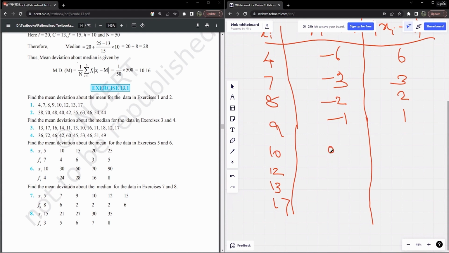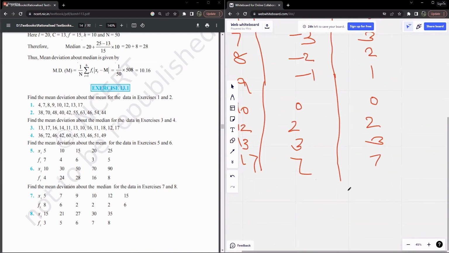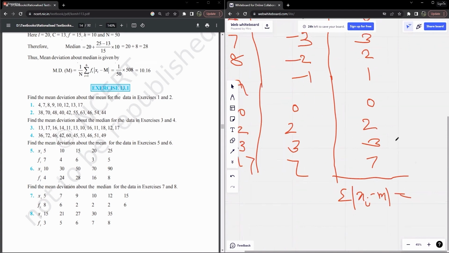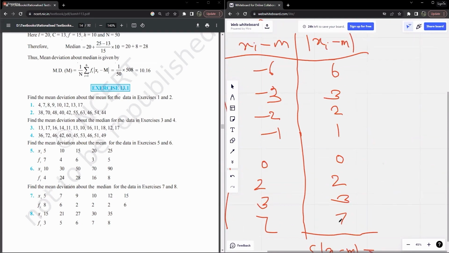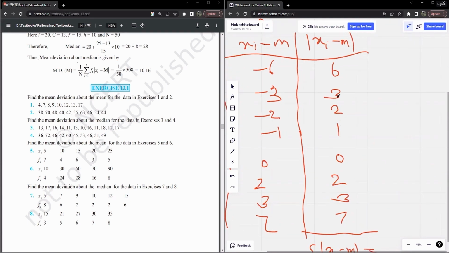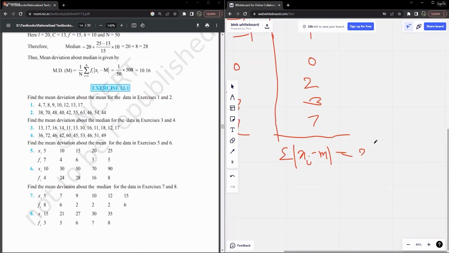Then since the mean is 10, this is going to be a 0. Here it's going to be a 0. 12 is going to give a 2 over here. 13 is going to give a 3. 17 is going to give us 7. Summing all this, the sum of mod xi minus m is going to be equal to, this is 2, 3, 7, that is 12. Here it's 1, 2, 3, 6, that is going to be 12. 12 and 12 is going to give me 24.